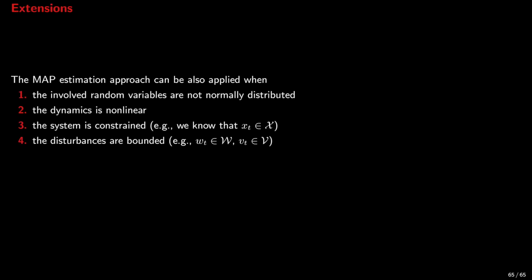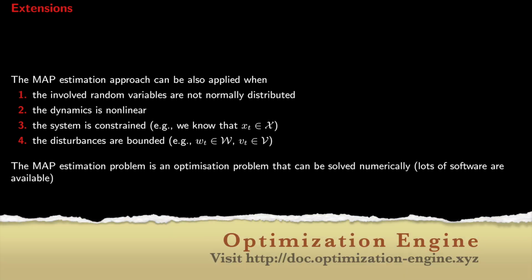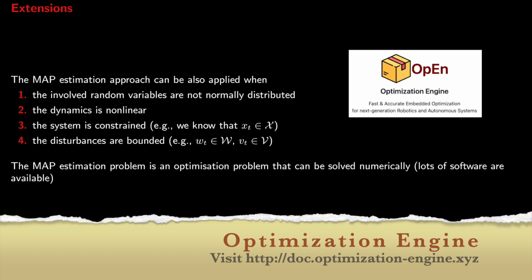The MAP estimation approach offers a very powerful estimation framework that can be applied when we have random variables that are not normally distributed, dynamics that is not linear, so nonlinear dynamics, and constraints on the disturbances or the states of the system. MAP estimation leads to the formulation of optimization problems, and these can be solved numerically. There is in fact a lot of software available online, such as Optimization Engine, for short, OpEn, that we have developed.